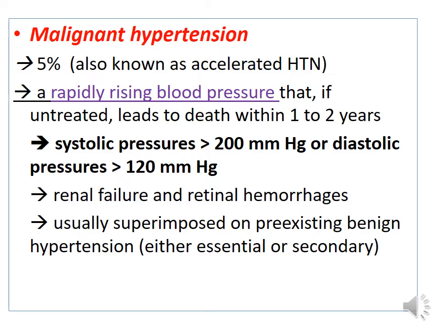It can lead to very important and very aggressive complications and mortality in those patients within 1 to 2 years if untreated. This condition can lead to end organ damage, consequently renal failure and retinal hemorrhages, plus other end organ damage. This condition is usually superimposed on a pre-existing benign hypertension of either etiology, so it could be an essential hypertension or a secondary hypertension. In many cases, this might be related to uncontrolled primary or secondary disease.